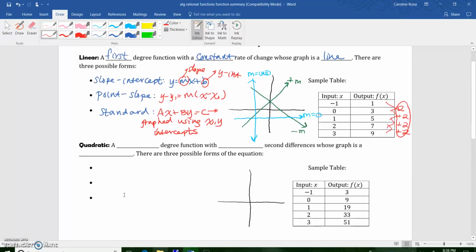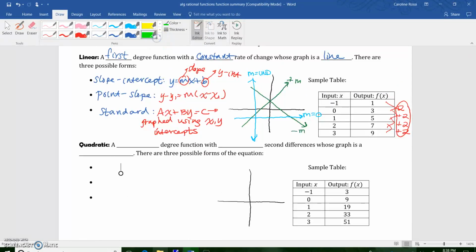So write down anything you didn't get for linear yet, and let's do the quadratic functions. So a quadratic function is a second degree function, and it's going to have constant second differences. Now the graph, whenever you sketch it, will always end up being a parabola no matter what. And remember the 3 forms we did here. We had a standard form. Then we also had a vertex form and an intercept form.